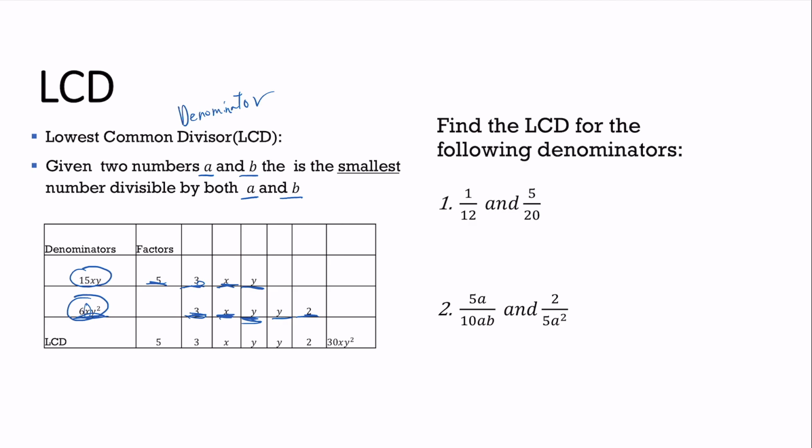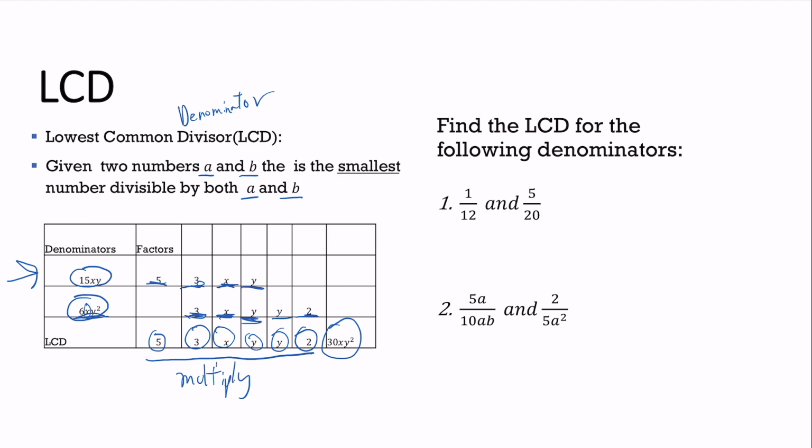And then I collect all the factors that appear. So I have a 5, a 3, an x, two y's, and a 2. And if I multiply all of these together, then we will get the lowest common denominator of 30xy squared. So one way to find these is to break them up into a table. That's the way I like to do it, to keep track of all my factors.